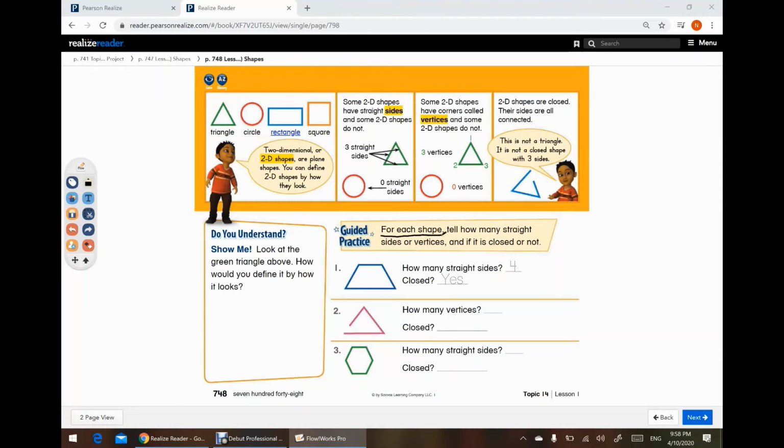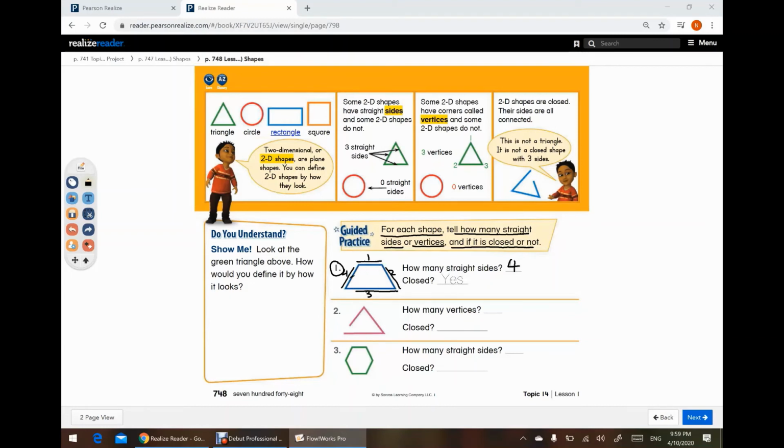Now, for each shape, tell how many straight sides or vertices and if it is closed or not. I know it will be easy for you to write down how many vertices, how many sides, and you can also tell whether it is a closed shape or not. Okay, now number 1, how many straight sides do you see over here? How many straight sides are there? 1, 2, 3, and 4. You see there are 4 straight sides.